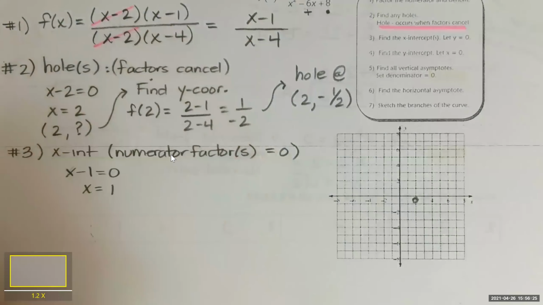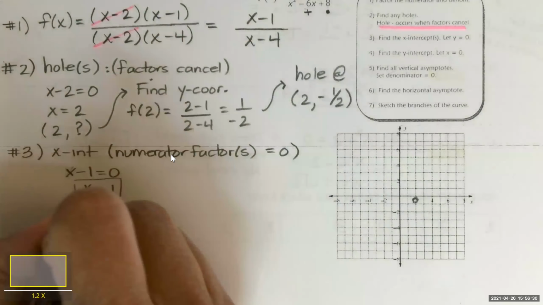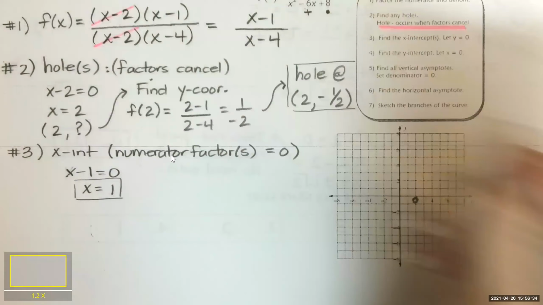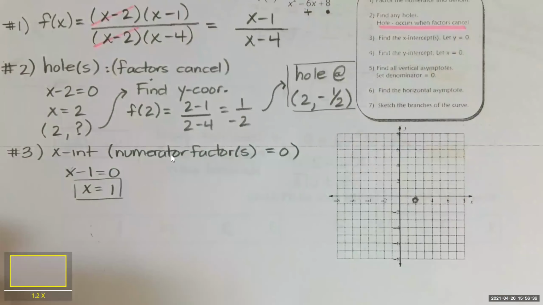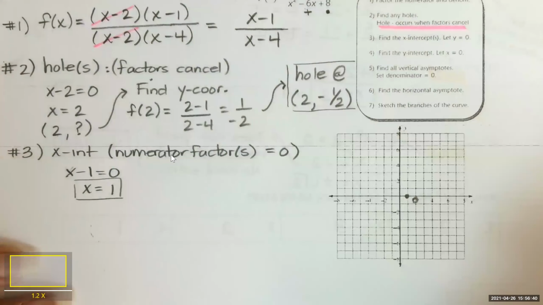So I'm going to box that in here, so you know all the stuff that you found for each step. So x equals 1, the x-intercept. So let's put that dot right there. So we have 2 dots plotted. Number 4.